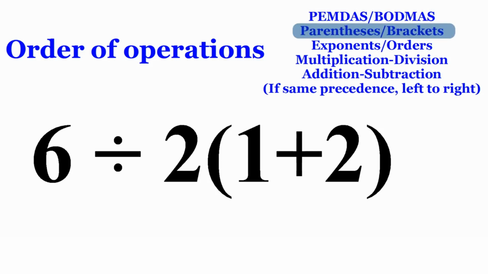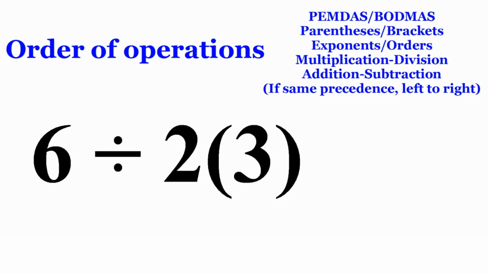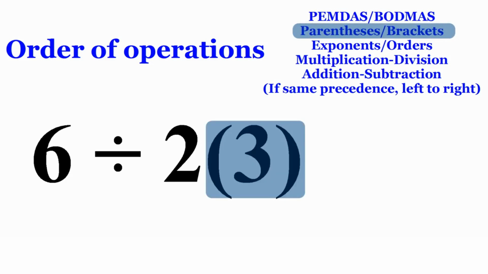This expression contains a parenthetical expression which must be evaluated first. 1 plus 2 is inside the parentheses, so we'll evaluate 1 plus 2 to get 3. Now, the question is what to do next. If you listen to Google, Wolfram Alpha, or pretty much any scientific calculator, all of these will interpret the parentheses as an implicit multiplication. So this 2 parentheses 3 will be converted into 2 times 3.